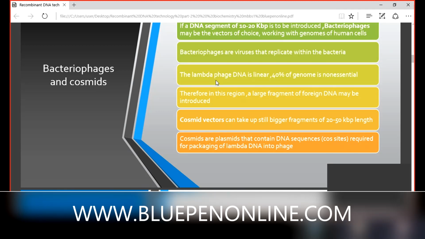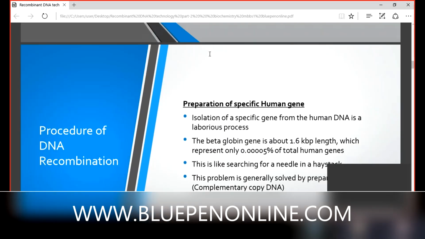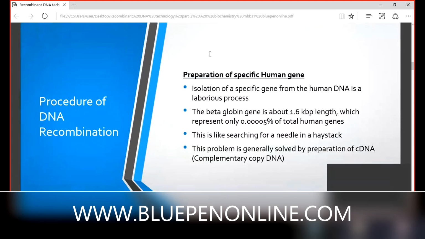Complicated sentences we can avoid, don't worry. Cosmid vectors can take up still bigger fragments of 20 to 50 kilobase pairs in length. Actually, cosmids are plasmids that contain DNA sequences required for packaging of lambda DNA into phage. That's about bacteriophages and cosmids. Now we finish one topic, that topic is vectors. Clear with vectors? No doubt.